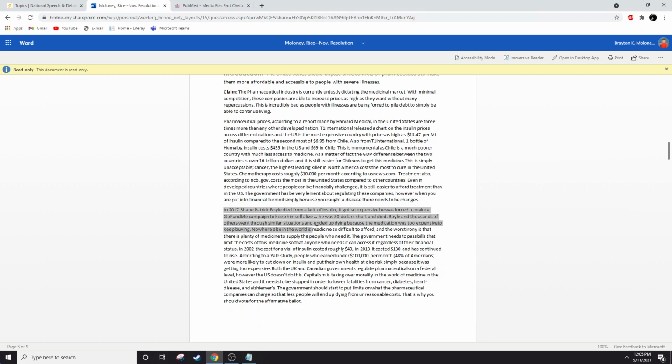Nowhere else in the world is medicine so difficult to afford, and the worst irony is there's plenty of medicine to supply to the people who need it. The government needs to pass bills that limit the cost of this medicine so that anyone who needs it can access it regardless of their financial status.